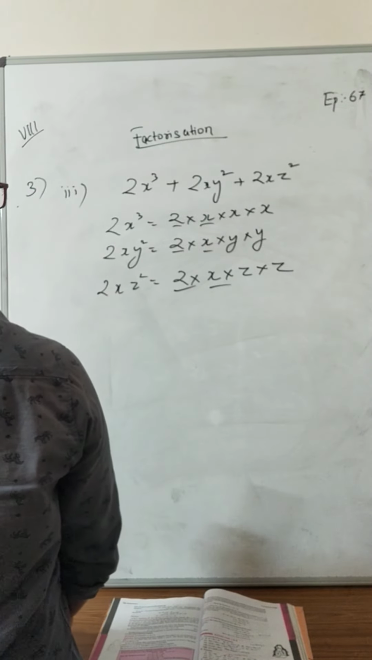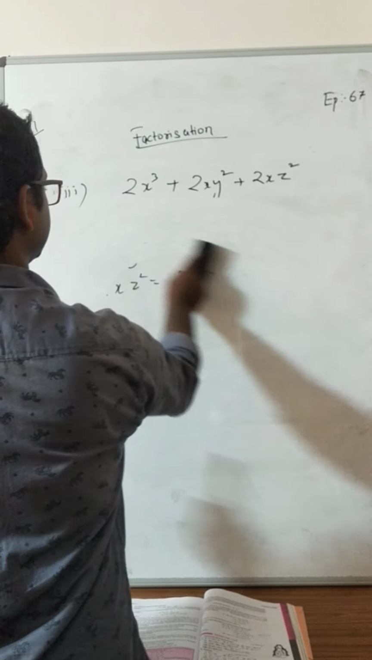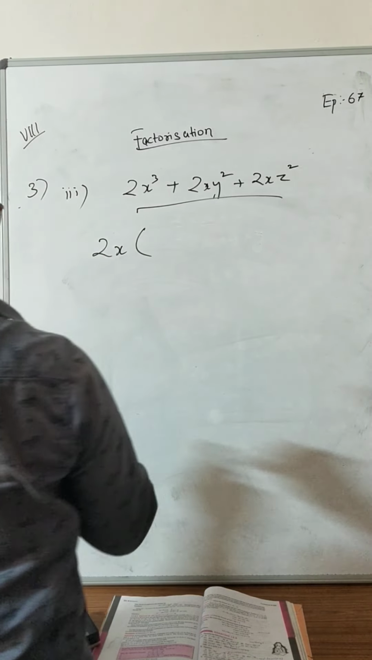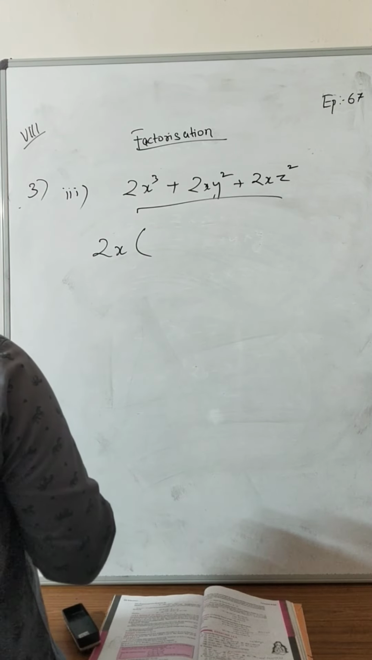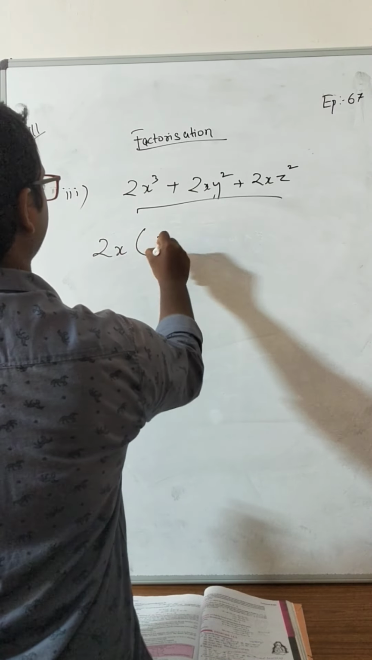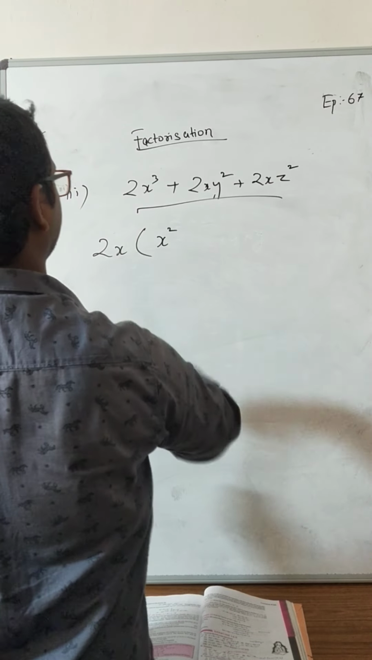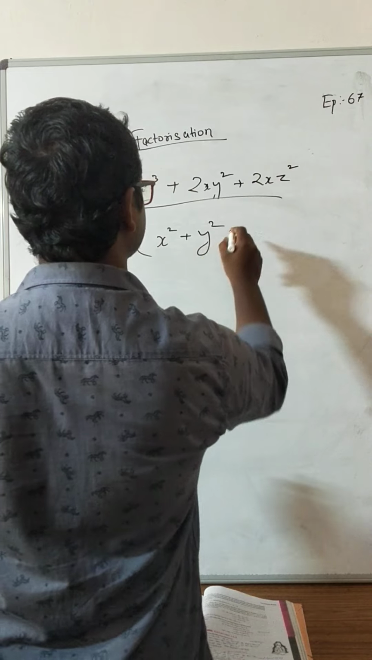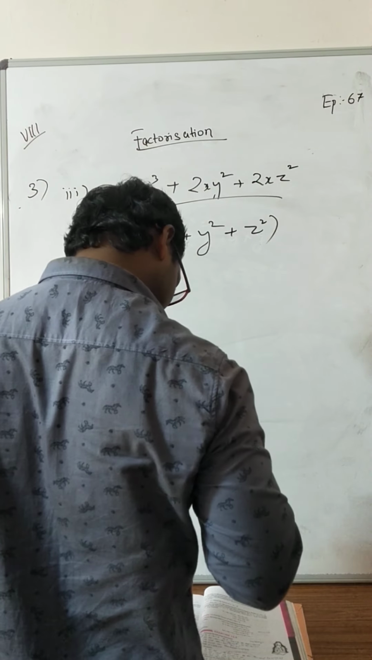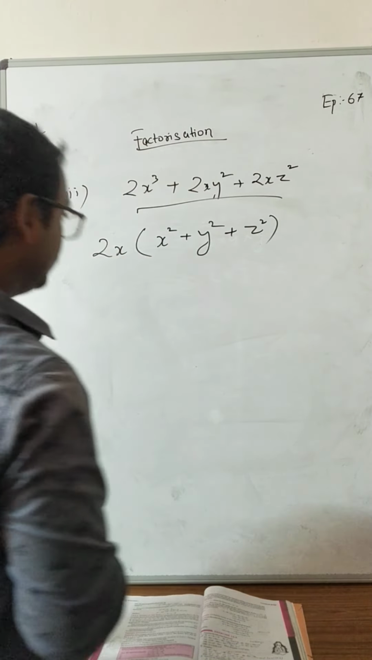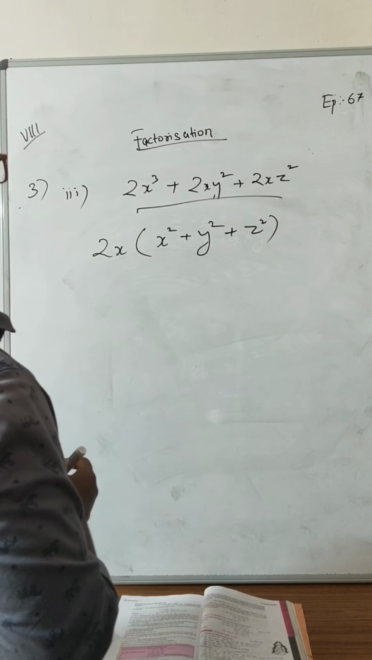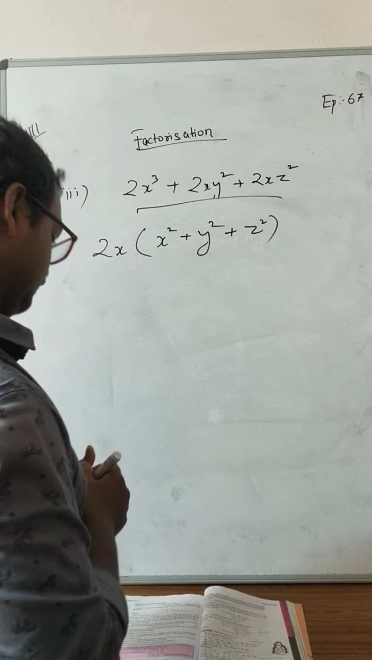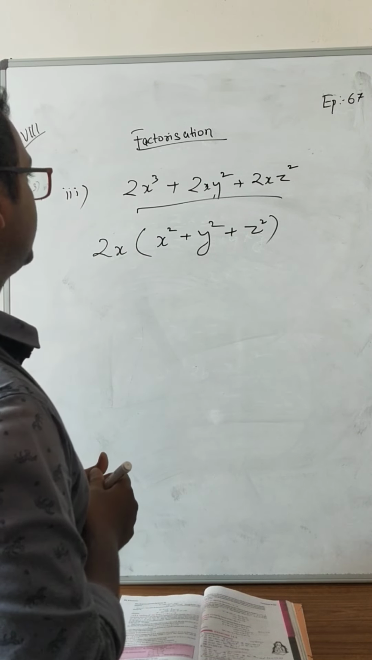So what we can take common is 2x. So from this entire expression we can take 2x as common. So when I take 2x as common, I will have here only x². Here I will have plus y². Here I have only z². So this is our final answer, which is 2x(x² plus y² plus z²).